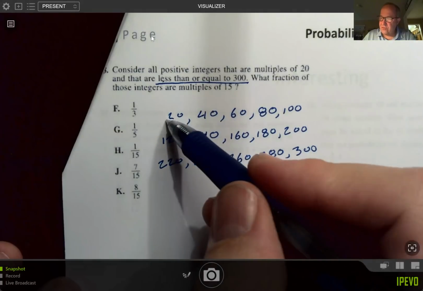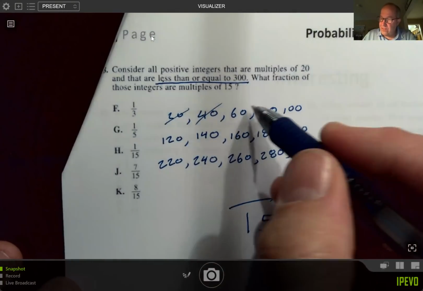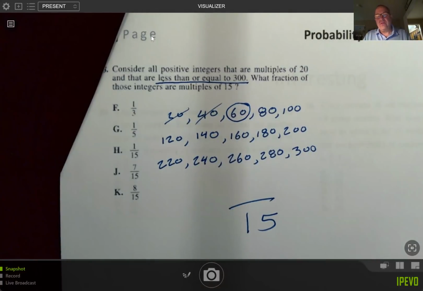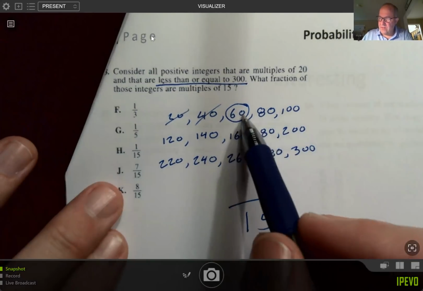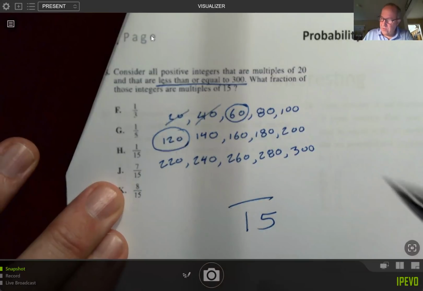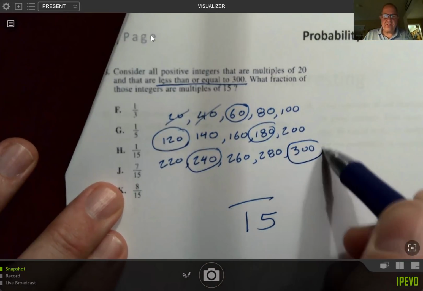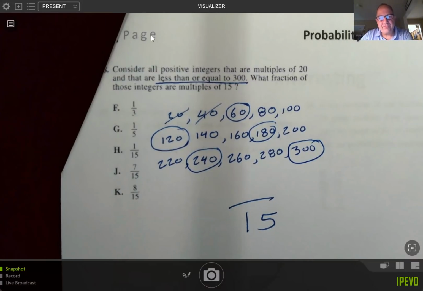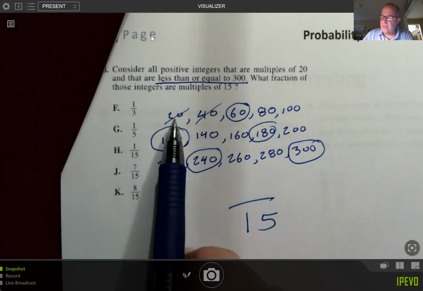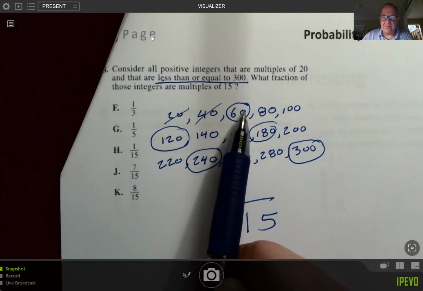Well, 15 can't go into 20, and it can't go into 40. 15 does go into 60. So the first thing I should do, since 15 goes into 60 4 times, right? So I should find all the multiples of 60, like 60, 120, 180, 240, all the numbers that 60 could go into. And you know what? That's everything that's a multiple of 15, because this was the lowest value that 15 went into.